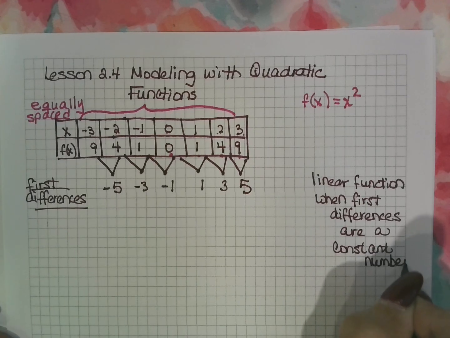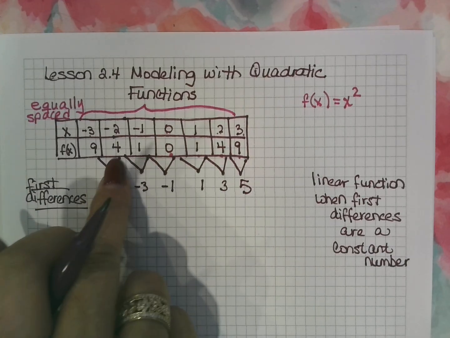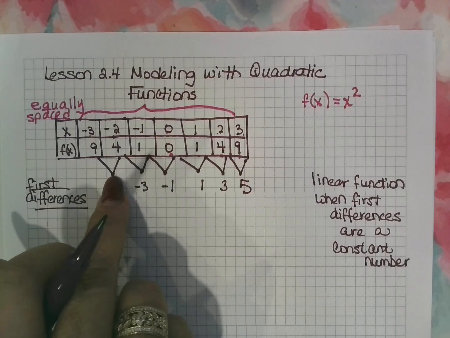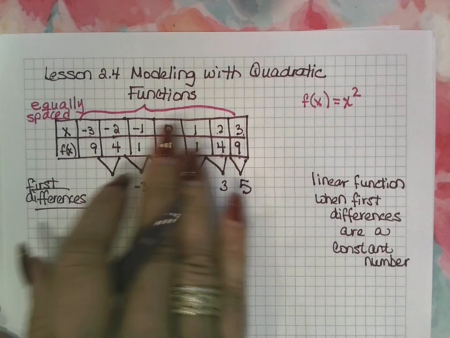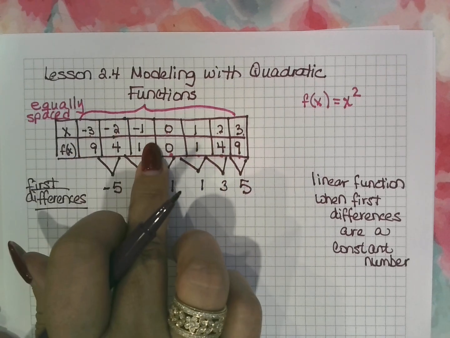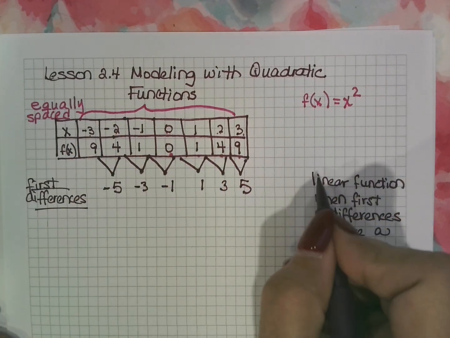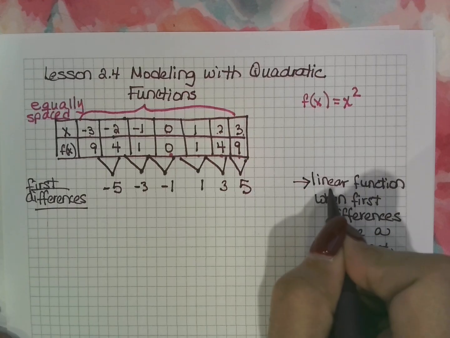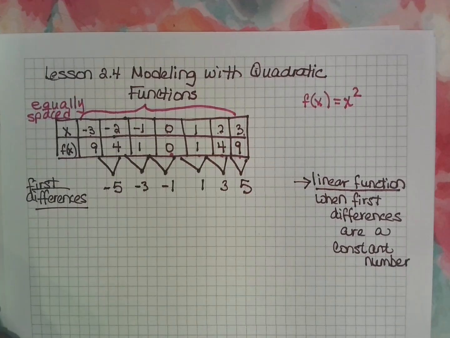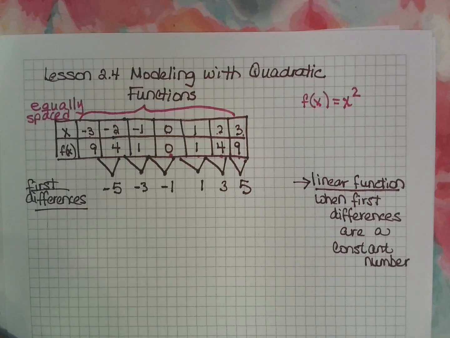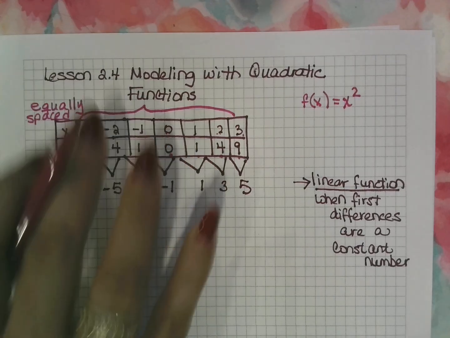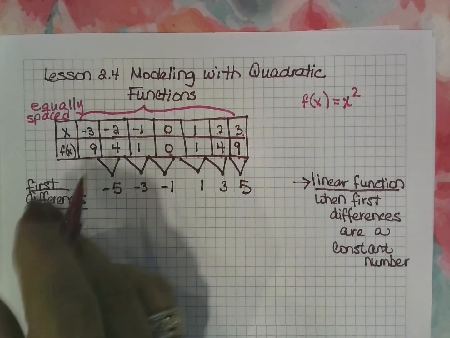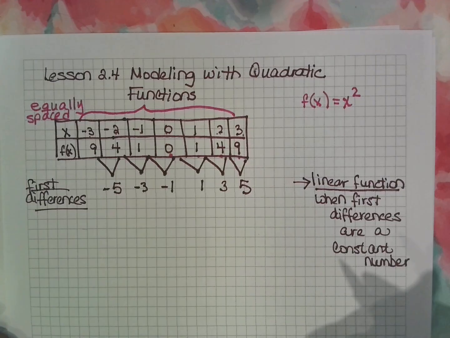So once again, if instead of these numbers, every time we subtracted, let's say we got 2, 2, 2, 2, 2, and 2, we would say that it represents a linear function, and we could model it with a linear function. But that's not what happened here, and that's okay. So we look at the first differences, and for us right now, it does nothing for us. You can't use a line. This is definitely not linear.